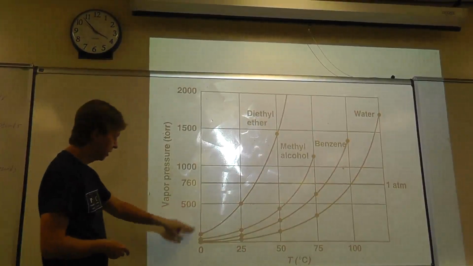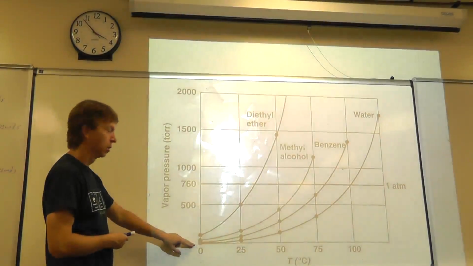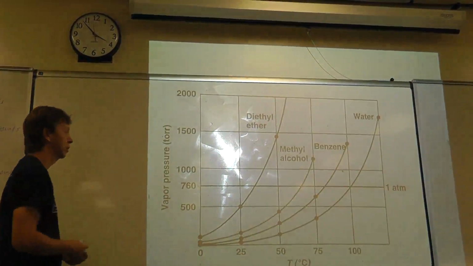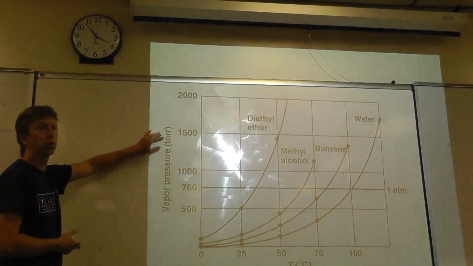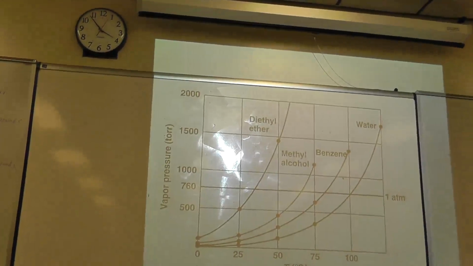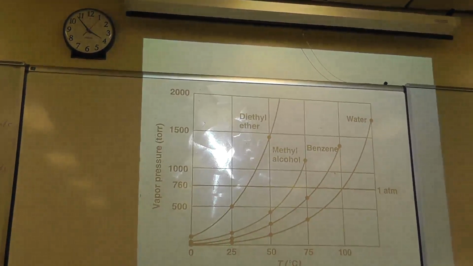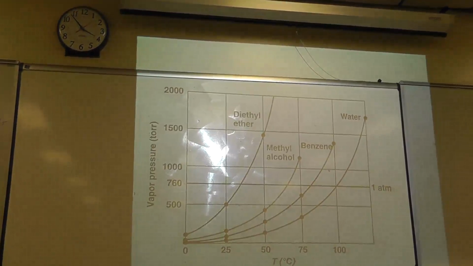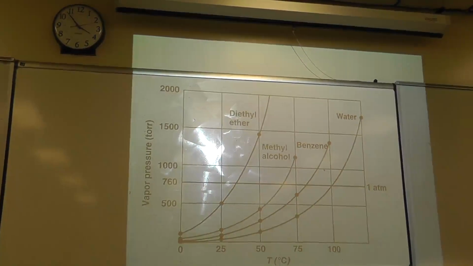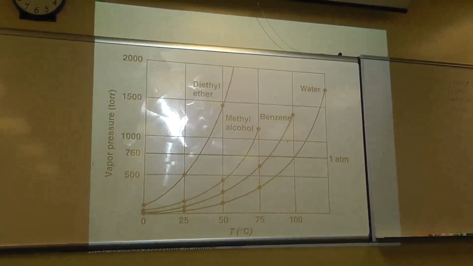If you're at 0 degrees, it's not evaporating much. But as you make it warmer, warmer, warmer, the molecules move faster, they start to break loose, and it generates more pressure. And that's the pattern for everybody. The hotter you get it, the more motion you have, the more of them are going to break free. So this is a plot of vapor pressure, how much vapor pressure you get from each substance as a function of temperature.